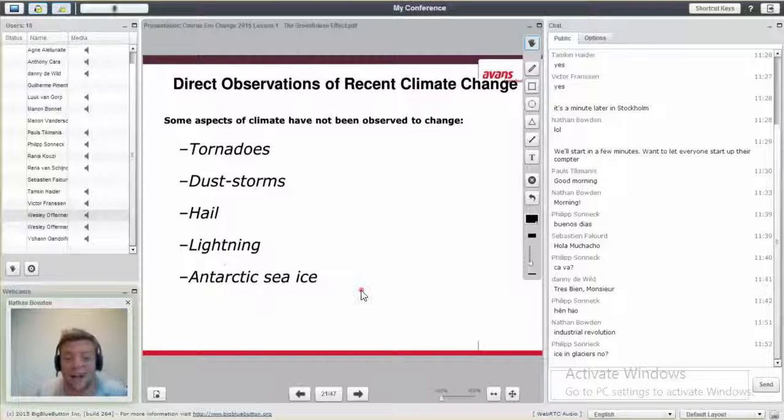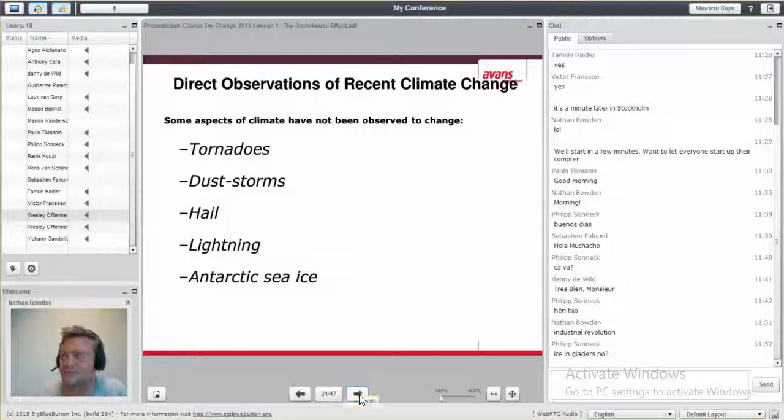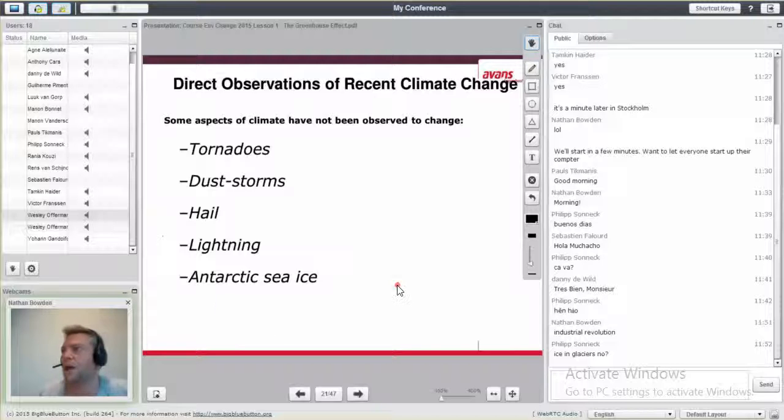And the Antarctic sea ice. The Arctic sea ice has been melting, but the Antarctic sea ice has stayed relatively stable. These are aspects of climate that have not been observed to change. So tornadoes are not getting heavier. We don't see more of them.